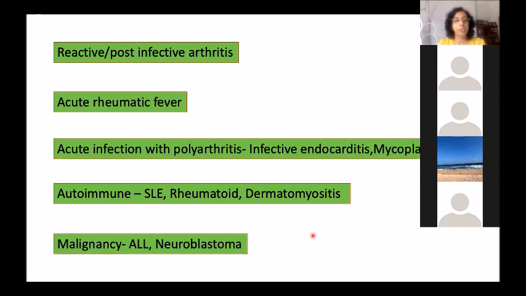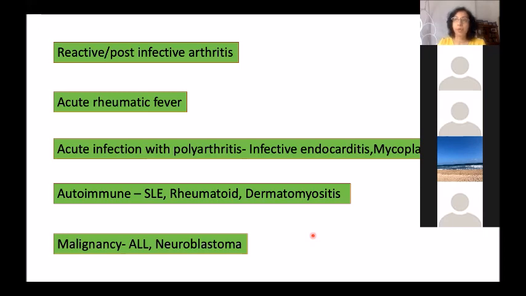And then, as you all mentioned, autoimmune disorders, SLE. This could be the first symptoms of rheumatoid arthritis, the adult type. She's 13 years, so she could develop juvenile idiopathic arthritis now. And also dermatomyositis is a possibility. And finally, you need to consider malignancies as well.